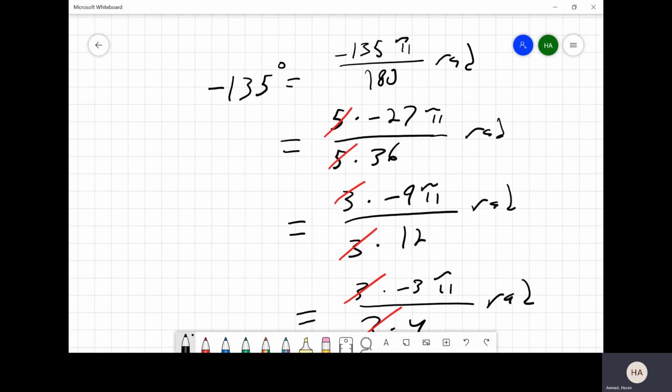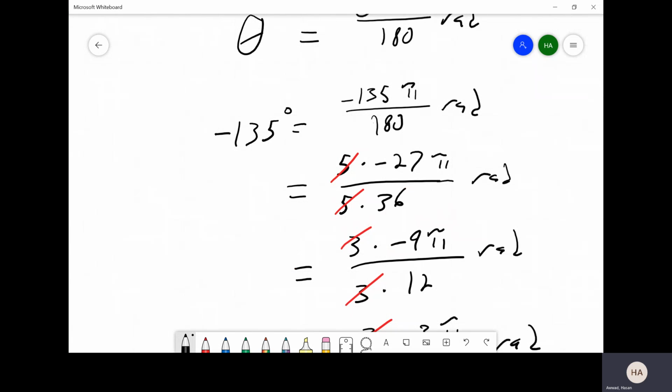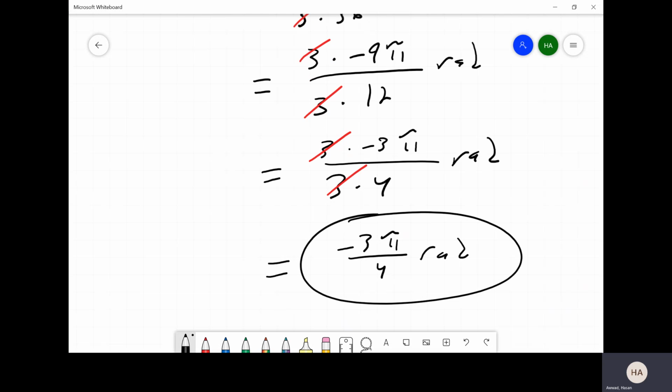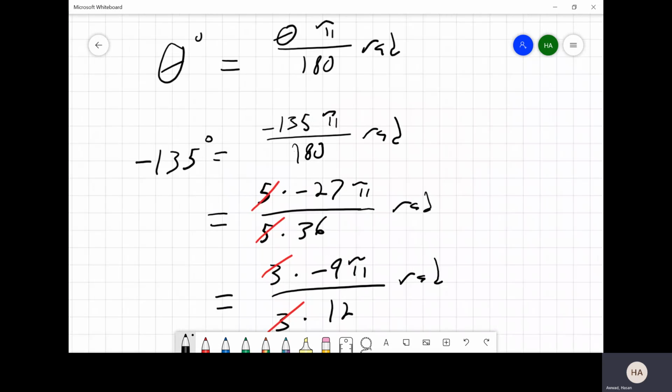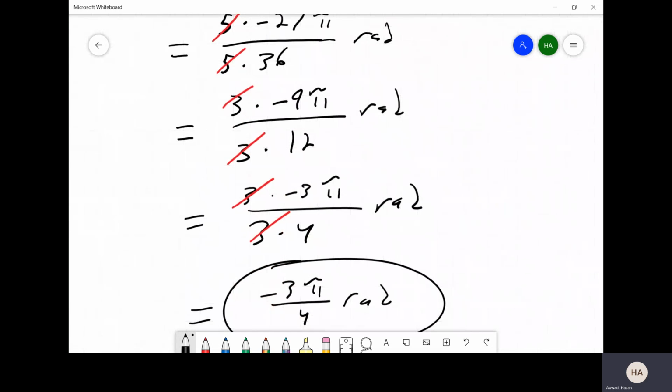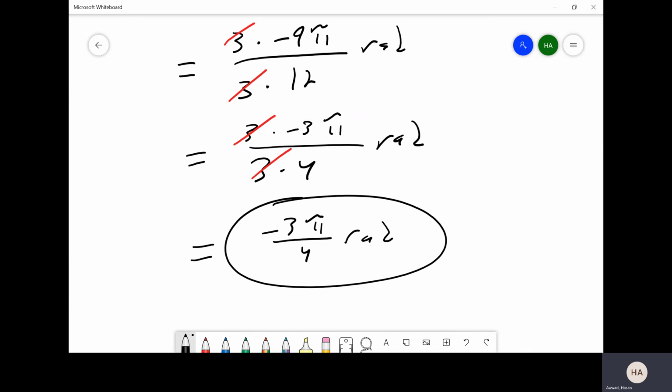So we can see that negative 135 degrees simplifies down to be negative 3 pi over 4 radians. And that's all it is. Again, the idea here is you just remember your conversion, right? Your conversion is whatever your angle is in degrees, you're multiplying it by pi over 180 to get radians. So that's exactly what we did here. And through a series of cancellations and factoring, we saw that we can just simplify it down to be this pretty simple fraction.